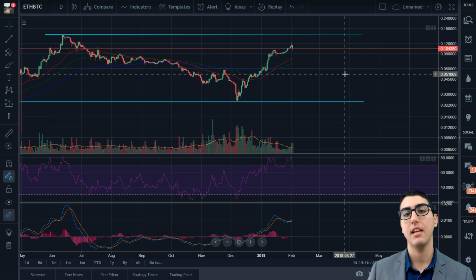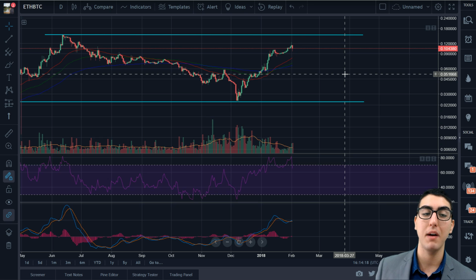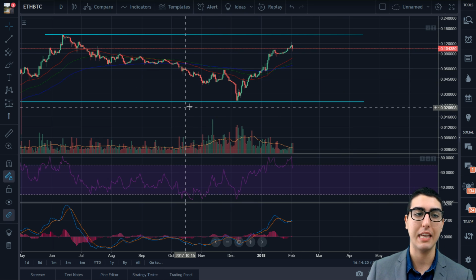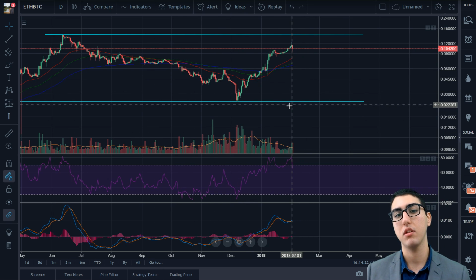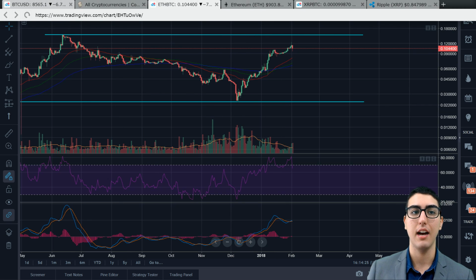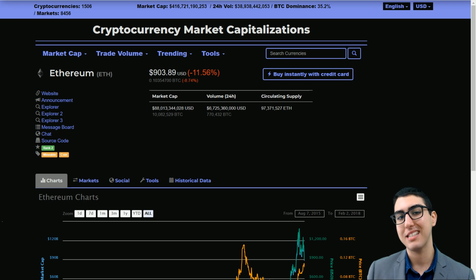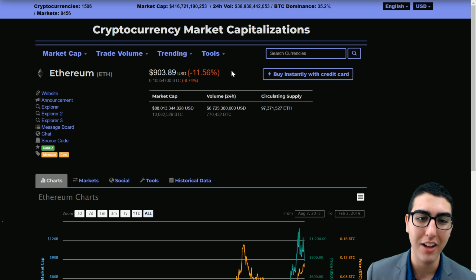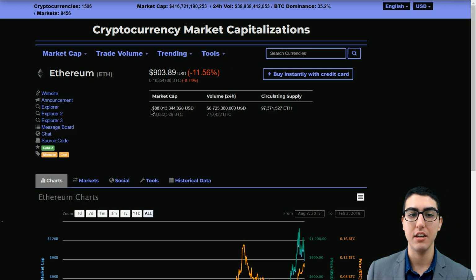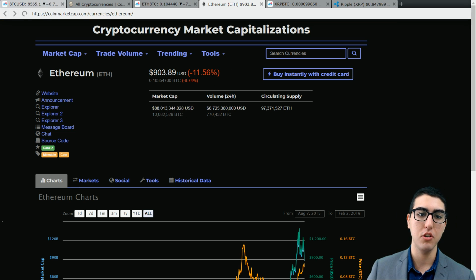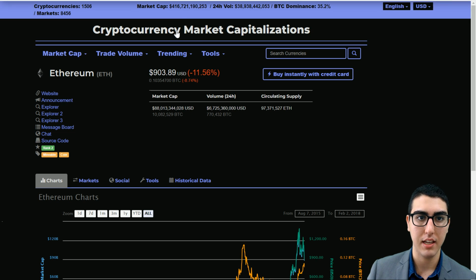And I think because of that, Ethereum's going to hold up despite the downside that we see in the total market. And I think that's a great thing for Ethereum. I think it's one of the most stable currencies, at least in terms of crypto. And you can see we're still at $903, which is insane in my opinion, at a total of an $88 billion market cap.